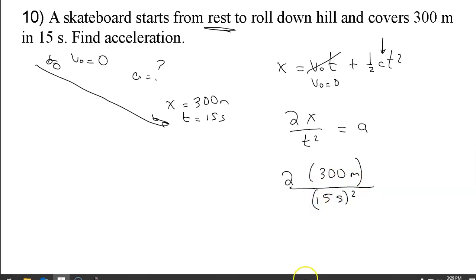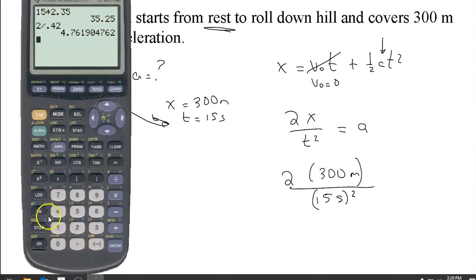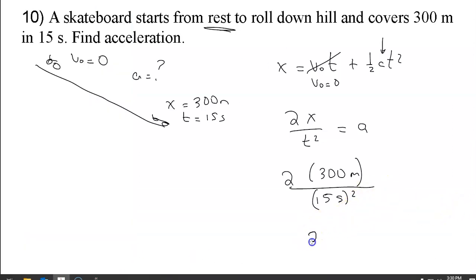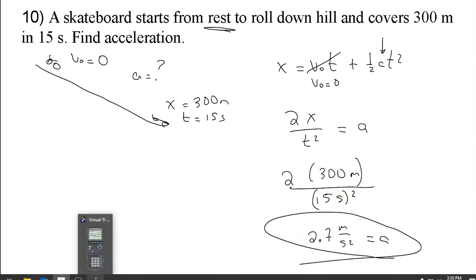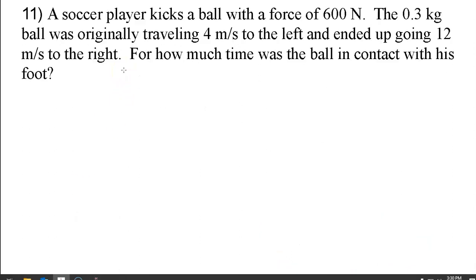And 600 divided by 225 is going to be about 1.7 or something like that. 2 times 300 divided by 15 squared. Oh, I messed up. 2.7. I got a meter on top. I got a second which gets squared on the bottom. And sure enough, that's acceleration. Things speeding up, I got a positive acceleration. Checks out.